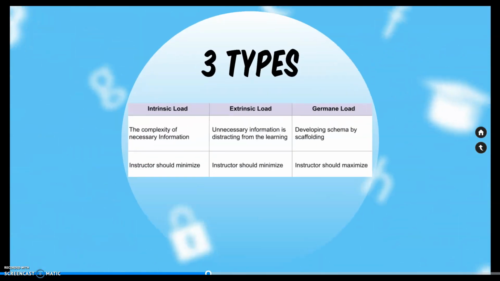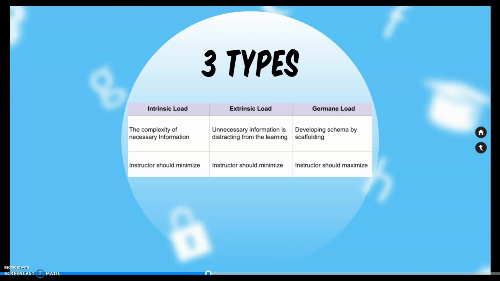There are 3 types of cognitive load. Intrinsic load indicates the complexity level of the necessary information, which changes between novices and experts. The second type is extrinsic load. This is the unnecessary information, the visual effects, the audio, etc., that in effect distracts the learner. And finally, there is the germane load, which is when new schema is being formed.